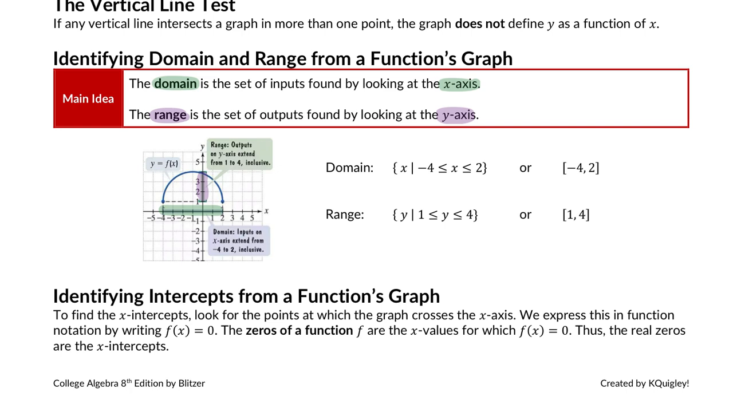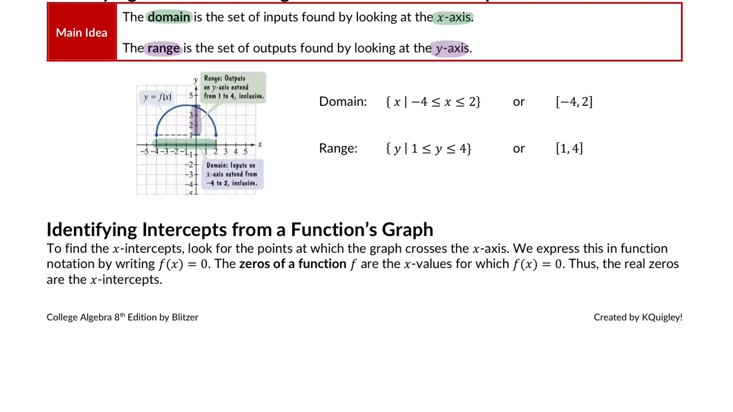Some more things that you've probably done before is identifying the intercepts of a graph. Don't overthink these either. To identify the x-intercepts, you're going to look at the points where the graph crosses the x-axis. Woohoo! We express this in function notation by writing f(x) = 0, meaning our outputs are 0. When our outputs are 0, we're on the x-axis. And since that x-intercept is where the outputs are 0, that's where we got that word, the zeros of a function, that we've used in many other classes. The zeros of a function are the x-intercepts because it's where the outputs would be equal to 0.